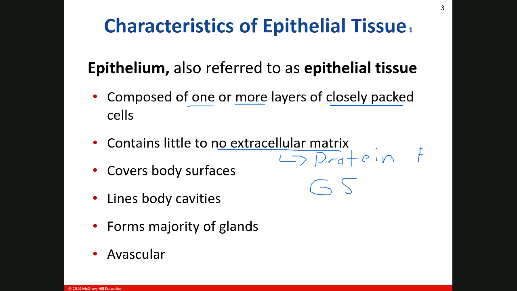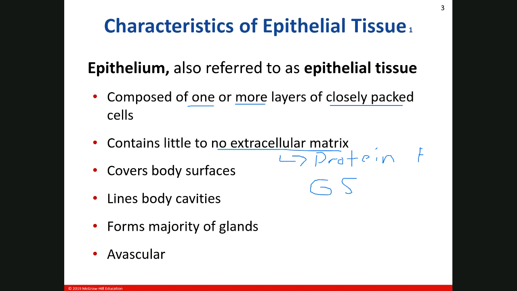Keep that in mind. It's an easy way to differentiate epithelial tissue from the other tissues. They're going to be closely packed, and they're not going to have protein fibers or ground substance. So if you see a ton of collagen fibers on the slide, you better not put down simple epithelium. Or stratified squamous epithelium. You know what I mean? Don't get that stuff wrong.